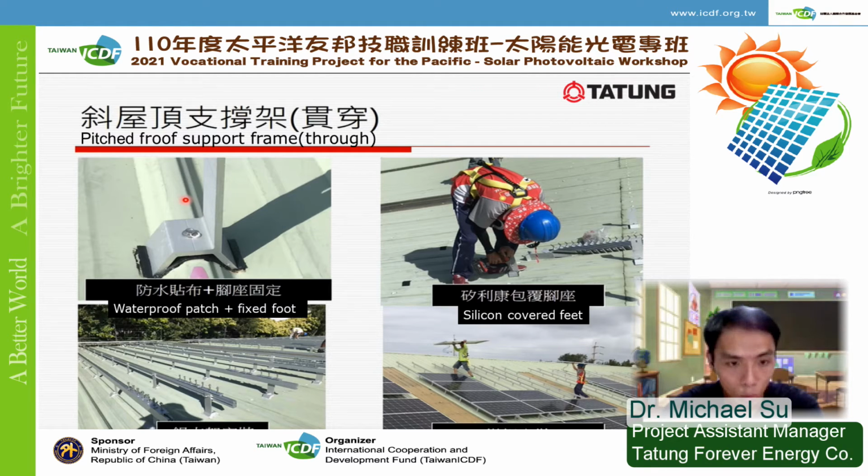Then we will put on waterproof tape, and after securing the feet, we will use something called silicone to cover the feet to prevent water from getting in. And the lower left picture is when we install all the aluminum racks onto the feet, then we lay on the solar panels in the end.